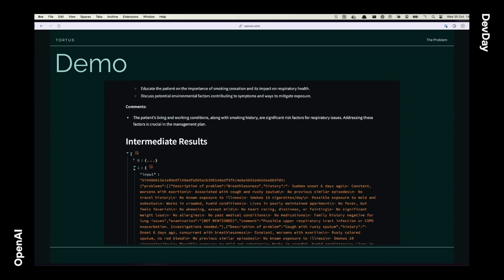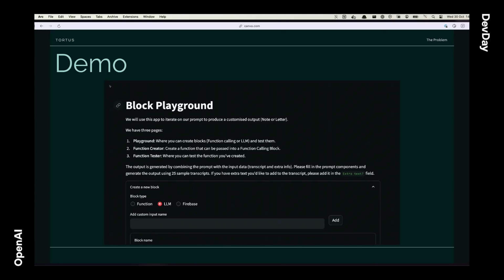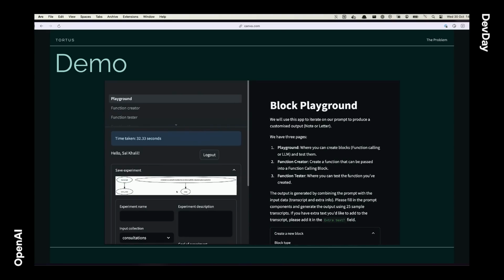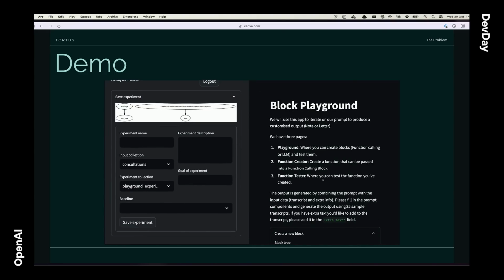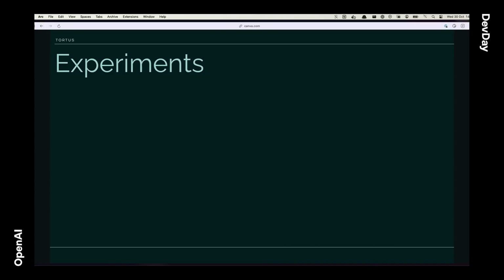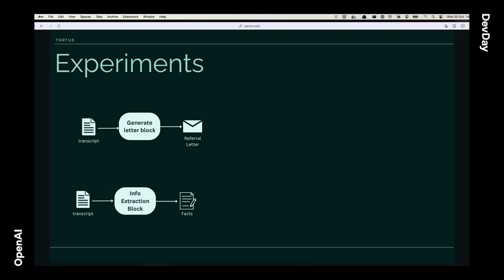So this is our main space where our clinicians will iterate and share blocks. And when they're happy, they can save these blocks as an experiment. So what is an experiment? An experiment is a way that we compare LLM workflows. Let's say our existing transcript to letter workflow just consists of one block, which takes in the transcript and shoots out the referral letter. And we want to iterate on this workflow by first extracting the key facts and then generating the letter.